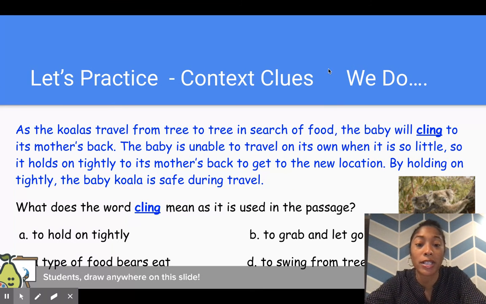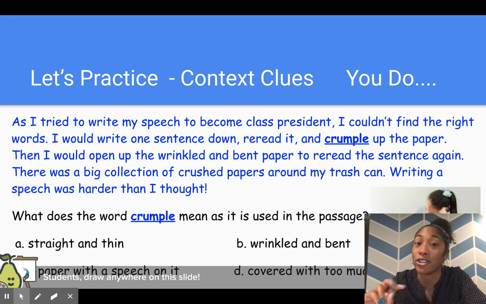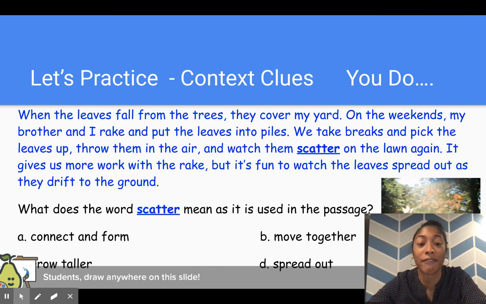So you are going to practice. You're going to read these passages and you're going to figure out what the underlined word means using the context clues. You think you can do that? I think you can. Here's your second passage that you're going to do. And then finally, your third passage.